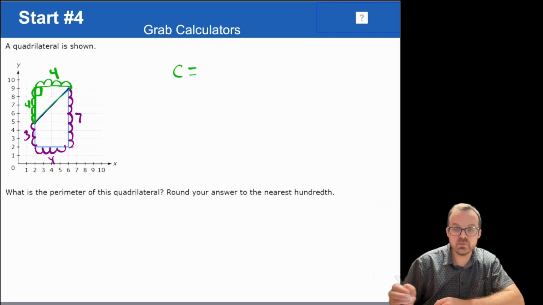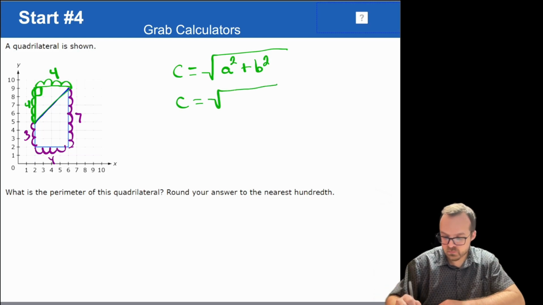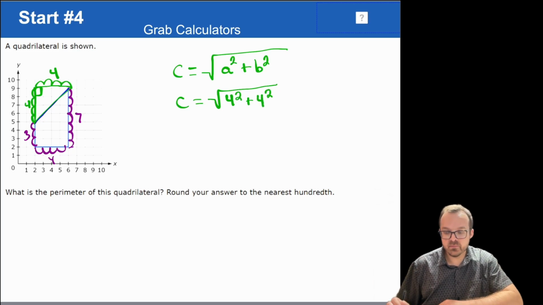The hypotenuse of any right triangle will equal the square root of the sum of the squares of the legs, right? So that would be a squared plus b squared. So we can find that C equals the square root of 4 squared, that's one of the legs, plus the other leg, which is also 4 squared.